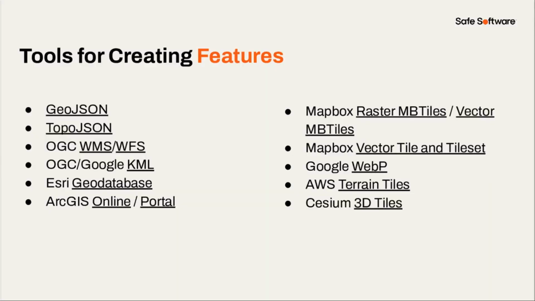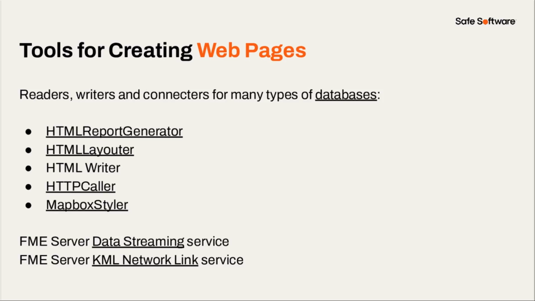FME has a wide range of tools for creating features that will help you create your own web map. These are just a few examples of these amazing tools. GeoJSON is a popular one, and we are going to see that in the next section during a demo. Not only is FME great for creating features, but it also has many tools for creating web pages. Here are some examples. The HTML report generator being a popular choice. We'll also see this in the next section during the demo.